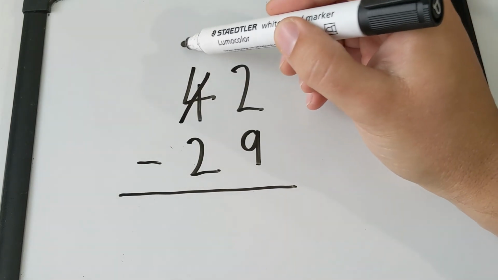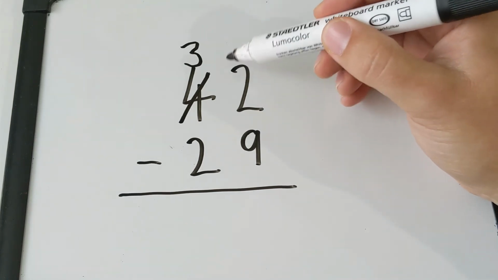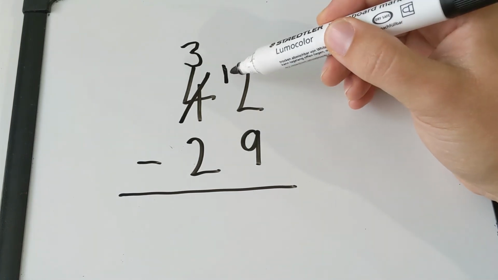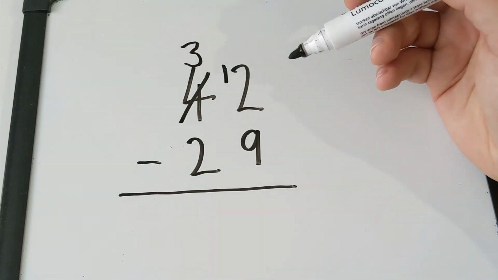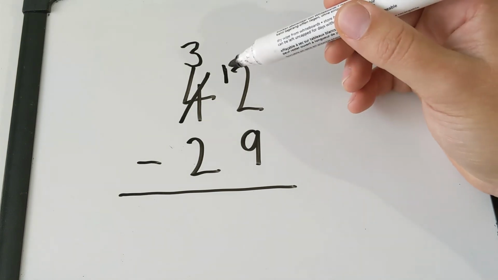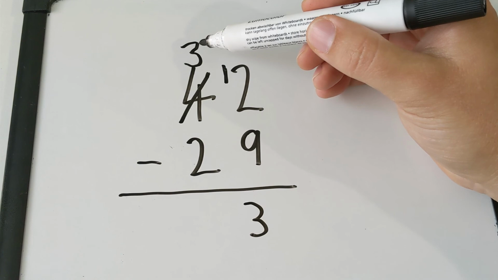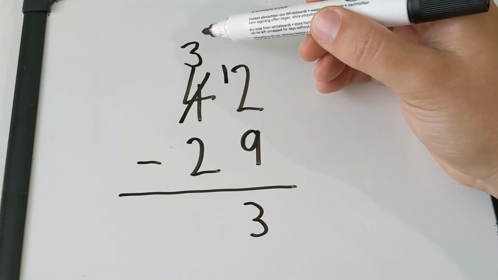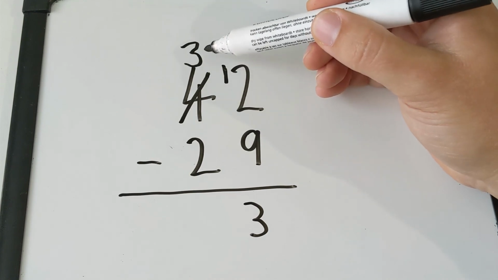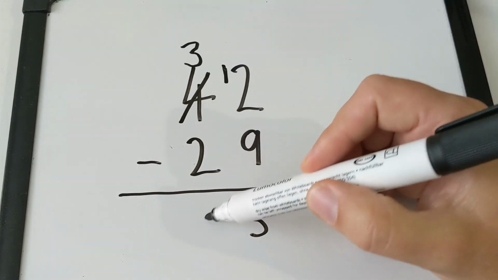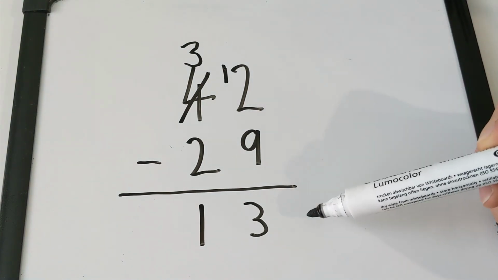take 1, so I'll cross that out and write 3 there, and I'll bring that 1 over and write it next to the 2, not above it, but just a little bit next to it, so that it looks like a 12 and I don't get tricked. 12 take away 9 is 3. And now to my tens column, I've got my 3 there to remind me that I've taken away from the 4, it's a 3 now. 3 take away 2 is 1. And my answer to 42 take away 29 is 13.